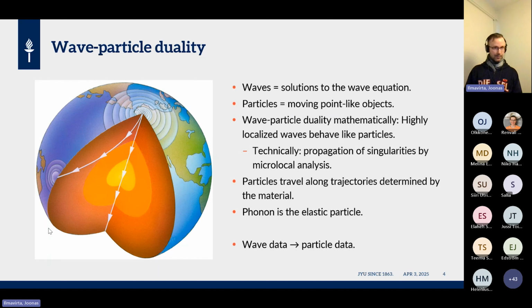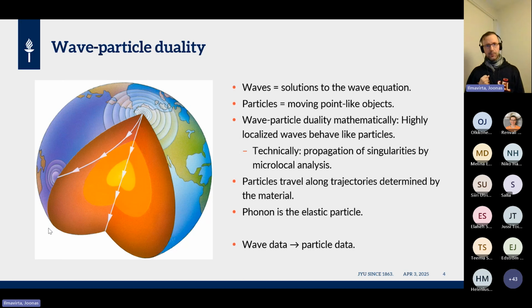For example, in this picture, as is correctly the case, the speed of sound is higher towards the center of the planet and lower towards the surface, which will cause these rays to curve towards the surface. So they do not go straight, but instead they are curved by whatever the material does.